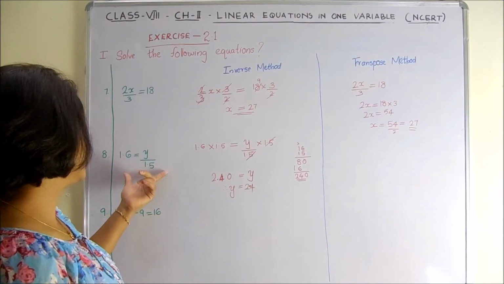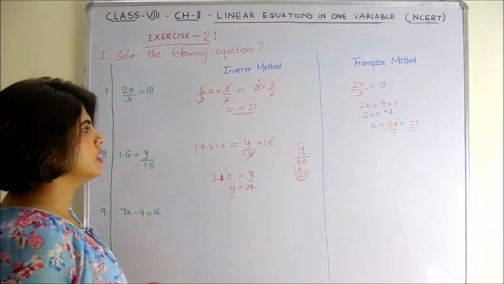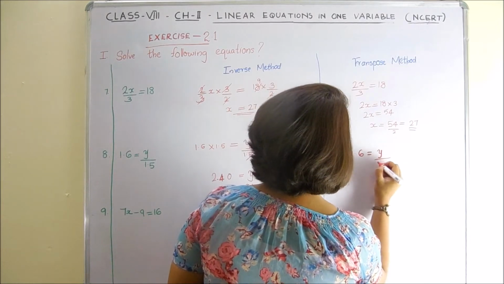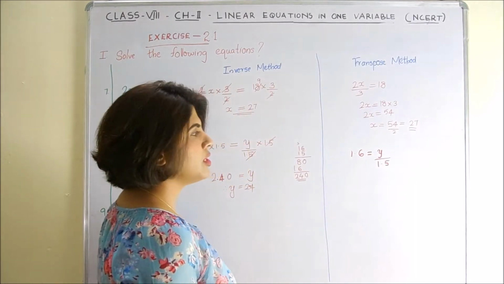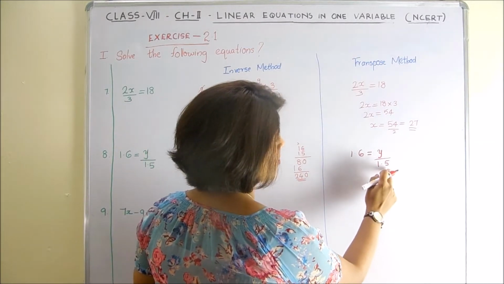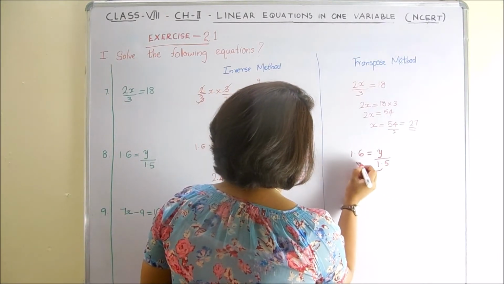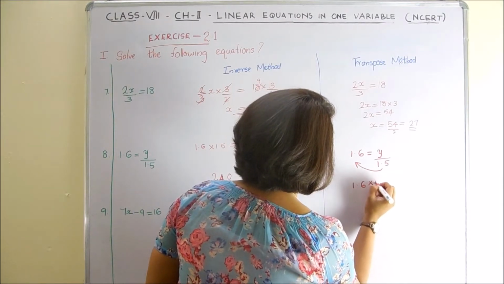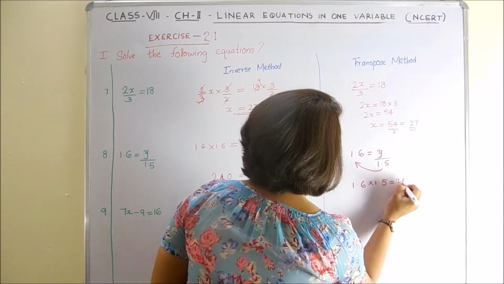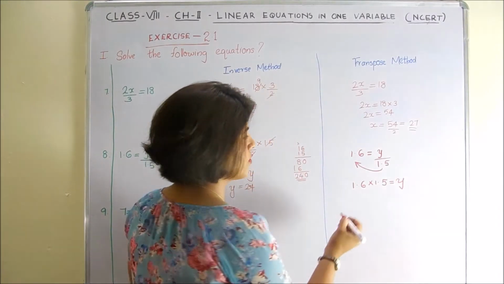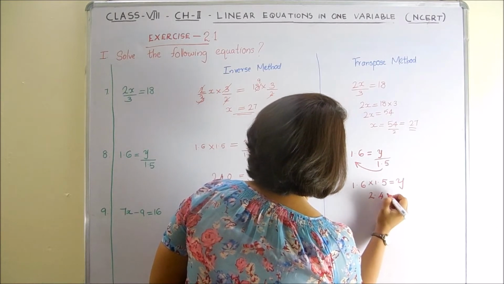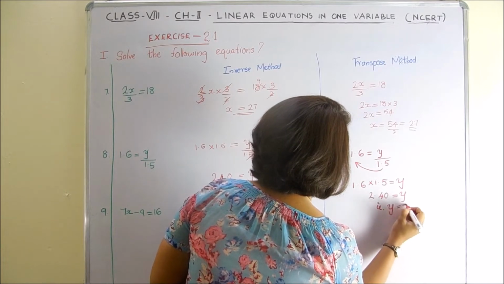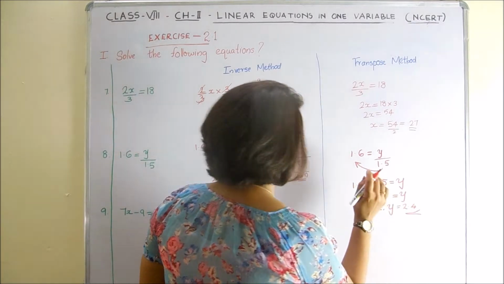Now we have to solve this equation using the transpose method. The equation is 1.6 equal to y by 1.5. In order to eliminate this 1.5 from the RHS, we have to transpose it into the LHS as multiplication. Then the equation becomes 1.6 into 1.5 equal to y. That is, 1.6 into 1.5 is 2.40, which is equal to y. That is y equal to 2.4 is the solution.